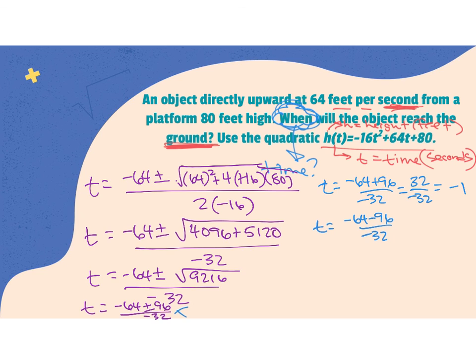Negative 64 minus 96 gives me negative 160 divided by negative 32, and I get a positive 5. So again, we're talking about time. It does not make sense to say it hits the ground after negative 1 second. Negative 1 second is not possible. We can't go backwards in time. So I'm going to cross out the negative 1. That's not a logical answer for me. And I'm going to say that it hits the ground after 5 seconds.